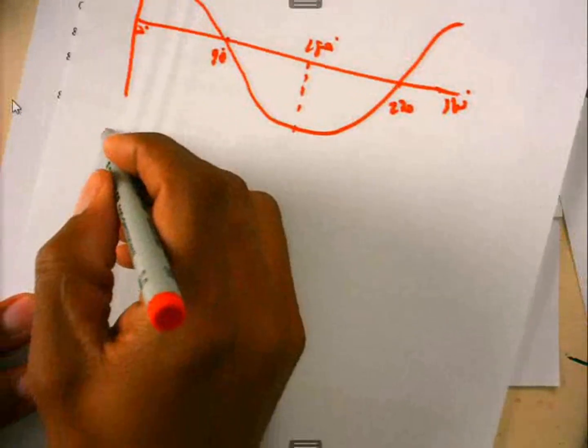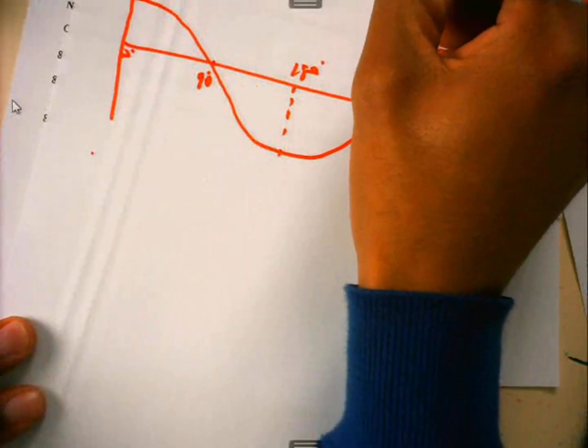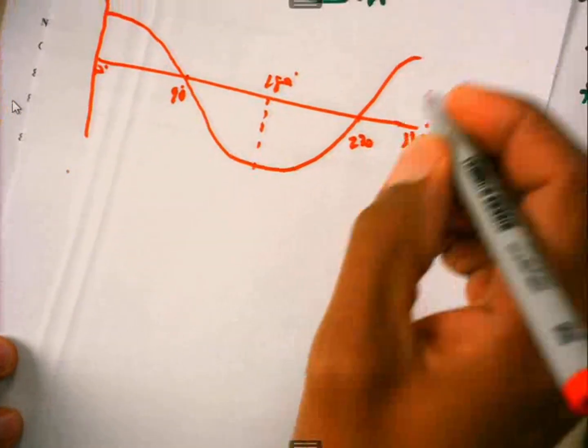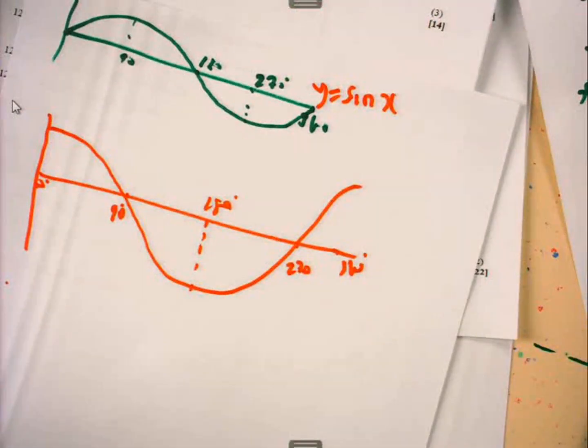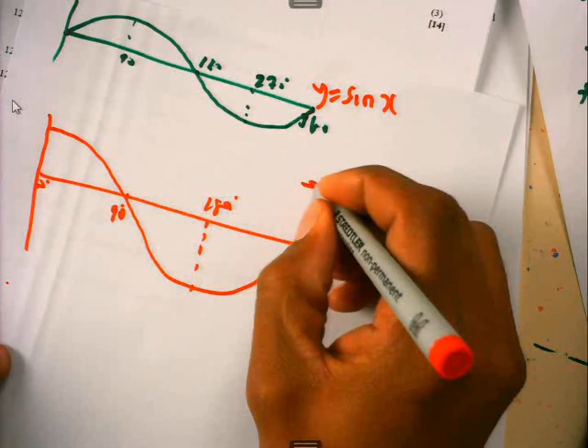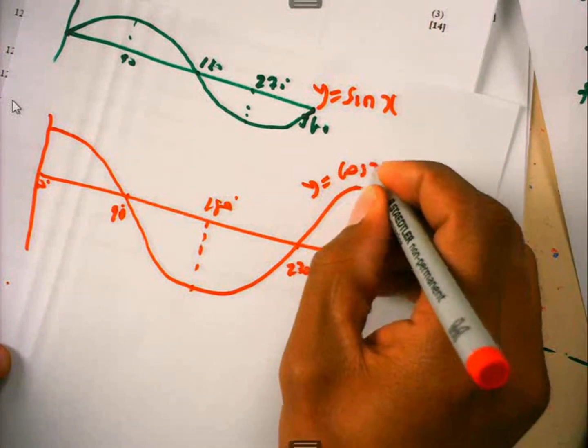But now, what is it that is important? This is y equals sine x or sine theta. This is y equals sine x. And now this is y equals cos x, right?